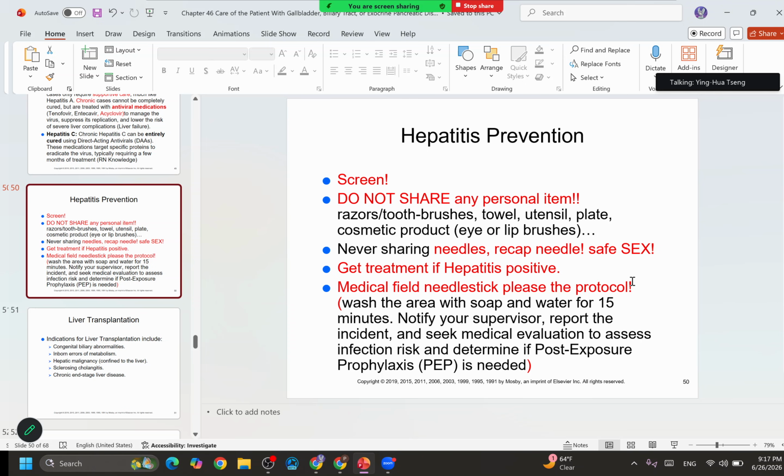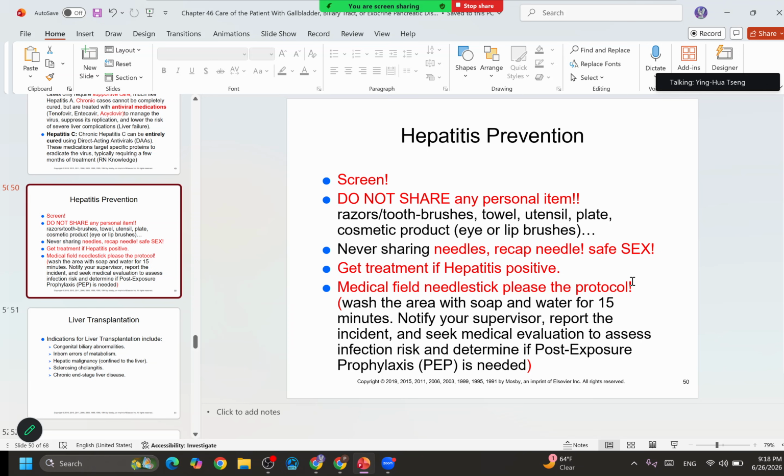All right, that means what? Unfortunately, if you get poked by the needle, the first thing is to wash the area with soap and running water for 15 minutes. And squeeze out the blood. Okay, remember, squeeze out the blood and wash it out.